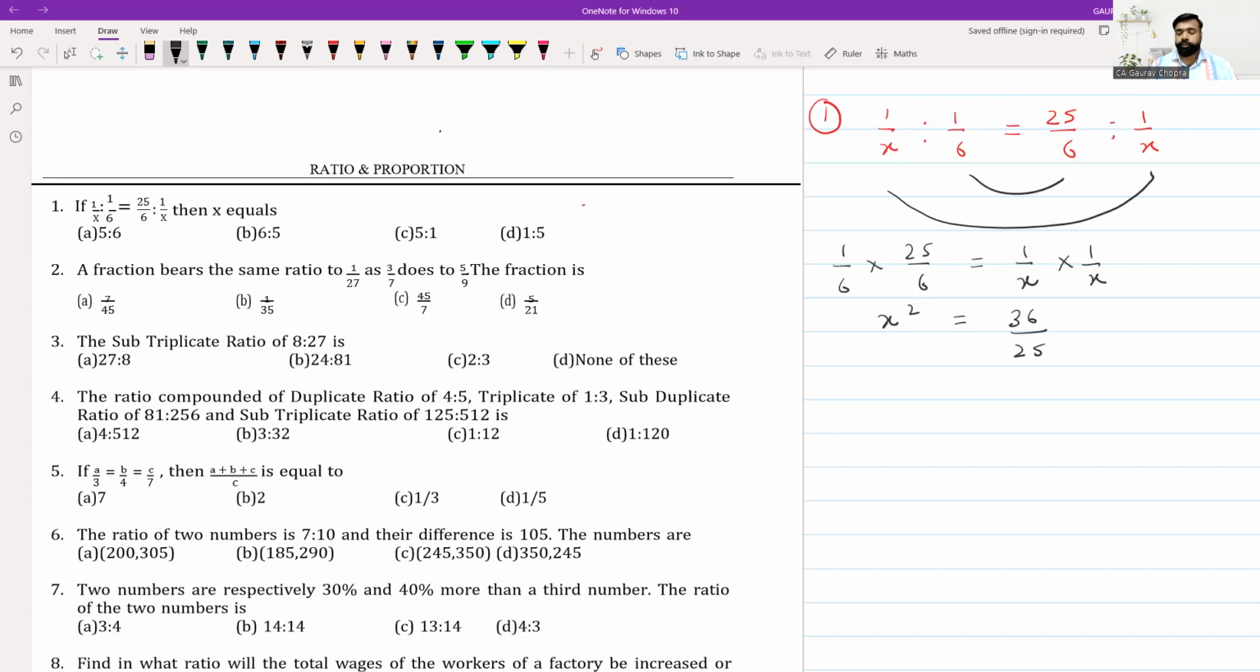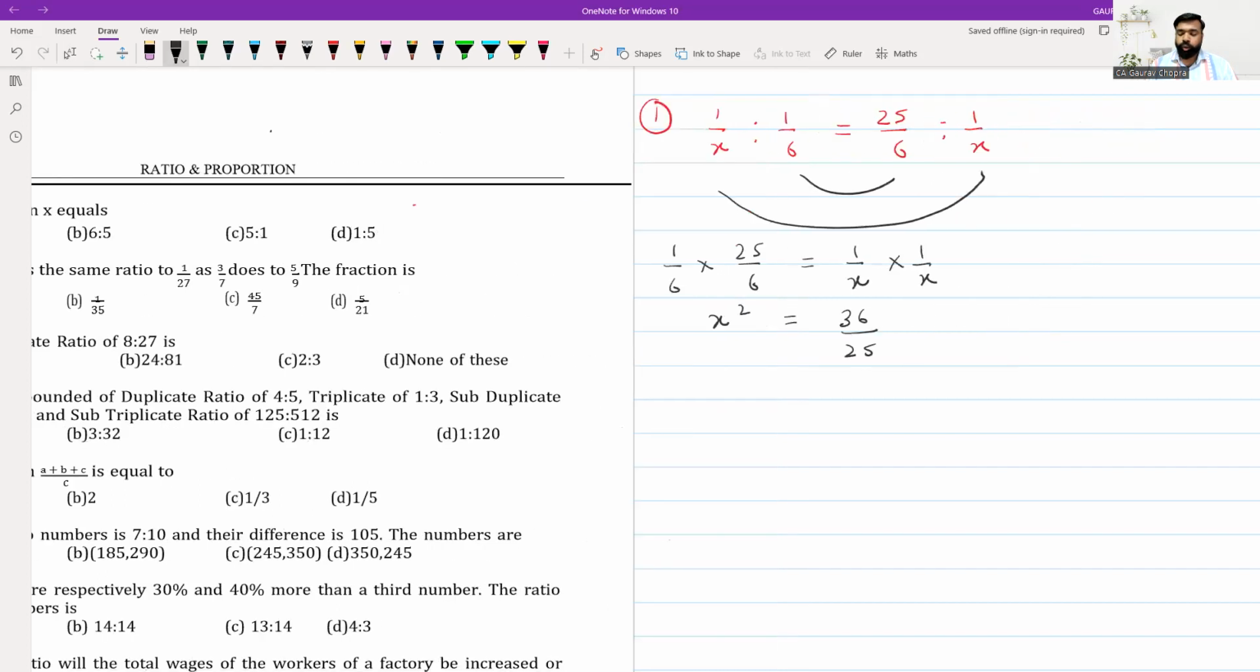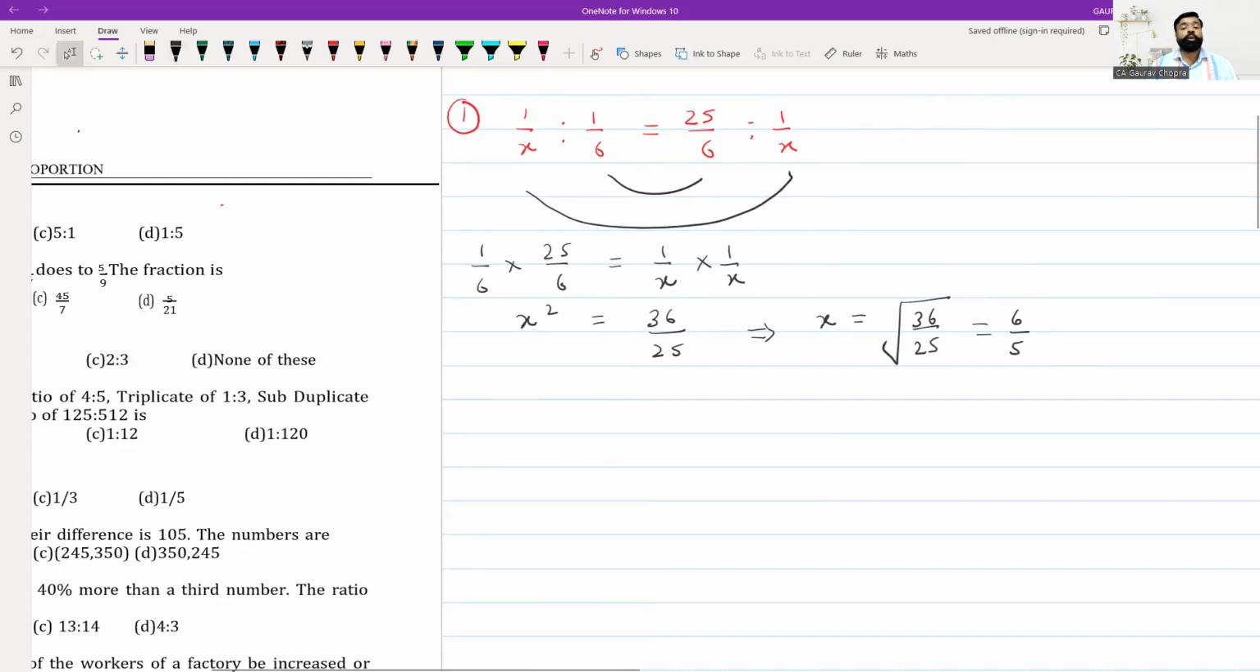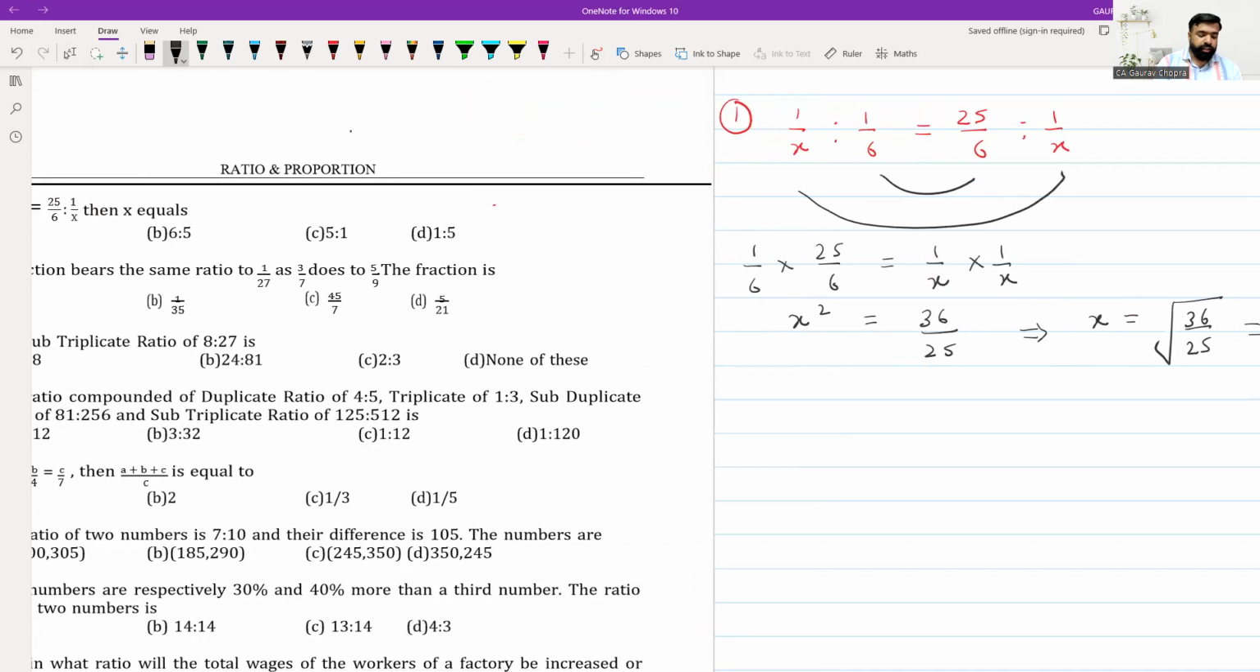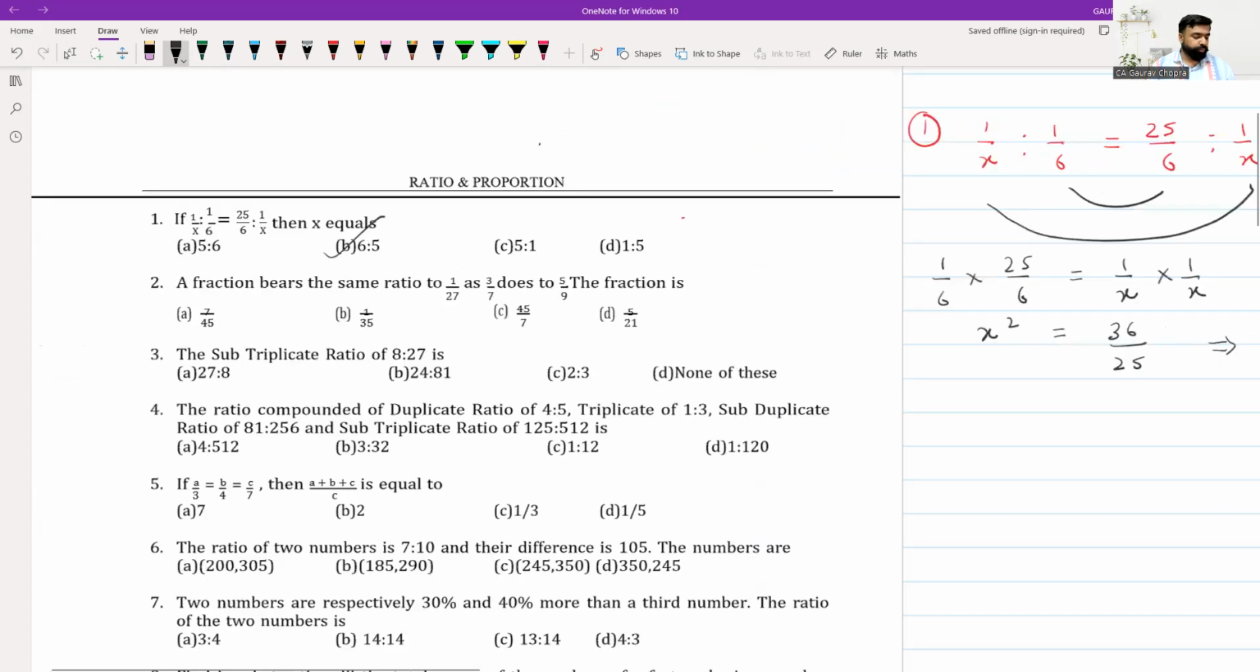So we have done the cross multiplication. On solving, the value of x is equal to root of 36 by 25. And what is the root of 36 by 25? It is 6 upon 5. If you want to write it in ratio form, then the numerator will be written first and after that you will write the denominator. So the correct answer is 6:5. All right, this is question number one.